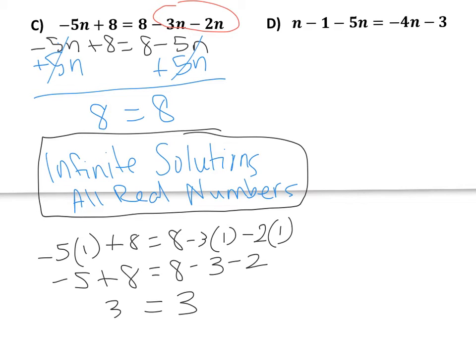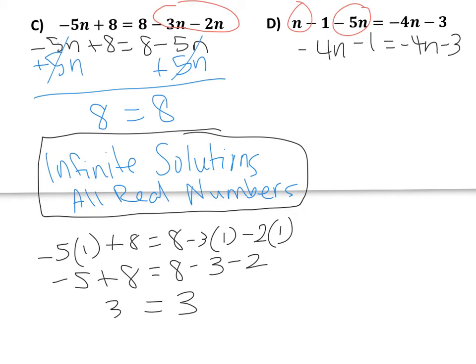Now, in letter D, something else is going to occur here. First, we're going to combine like terms. So we're going to combine the n and the -5n. And I'm left with -4n. -1 equals -4n minus 3.